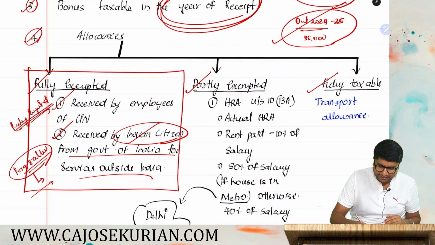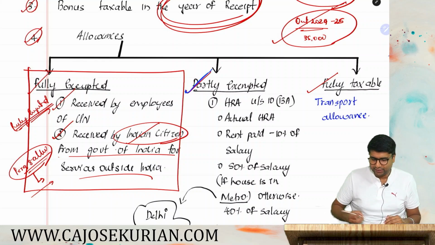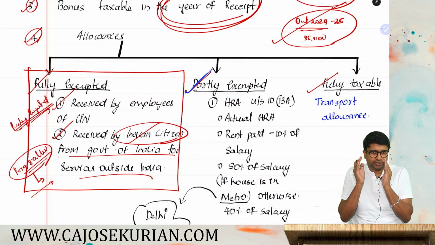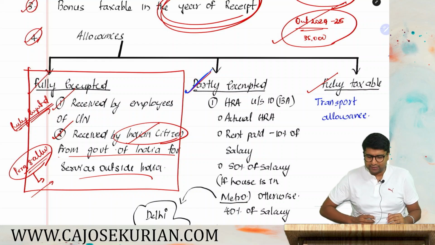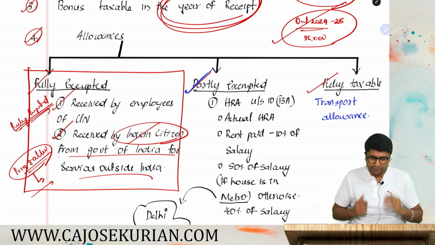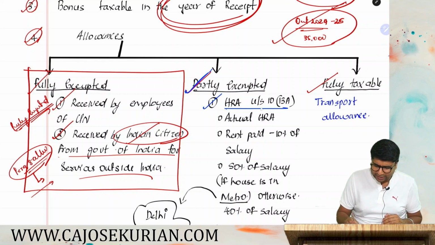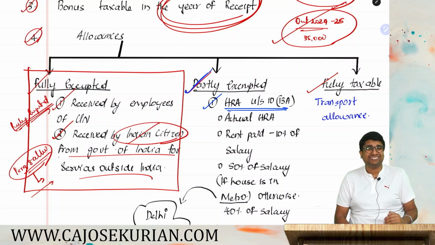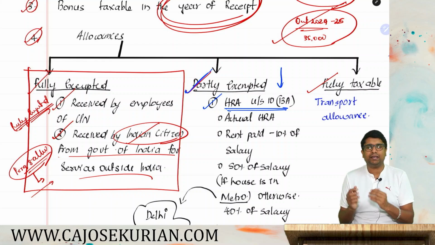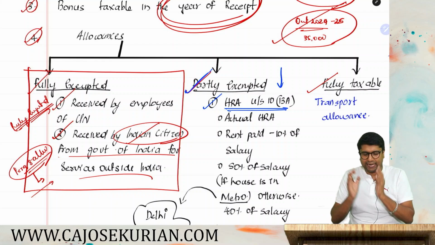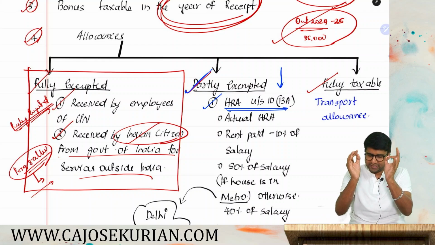Then the second category is partly exempted category. So here the allowances that you are receiving will not be fully exempted. A part of the allowance will be exempted. So let's understand which all are the items coming under the partly exempted category. Item number one, house rent allowance, which is under section 10(13)(a). So if you are a person receiving house rent allowance, you can claim an exemption under section 10(13)(a), and let's understand what exactly is that respective exemption.